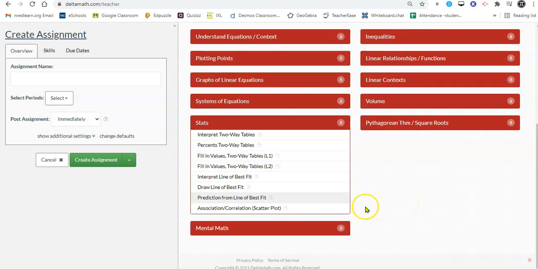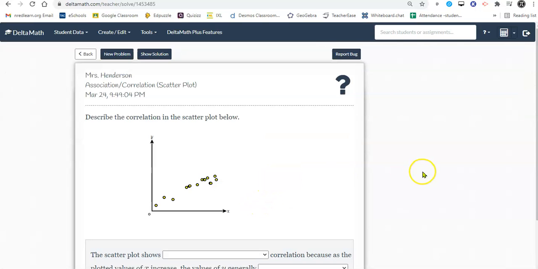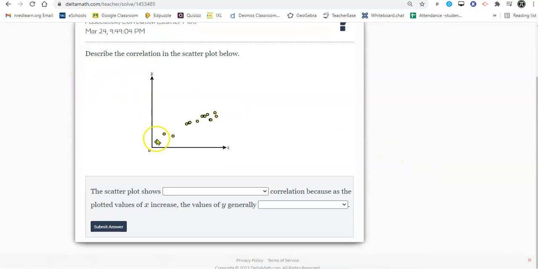Okay, let's take a look at some of our statistics unit again with association or correlation of scatter plots. So here on the screen, you see a scatter plot, a first quadrant graph with some points scattered around. It's your responsibility to determine whether the scattered dots actually have a relationship, meaning are they clustered together? Are they generally increasing or decreasing? Are they really spread apart with no pattern at all? So these are some vocabulary words that we've previously covered.